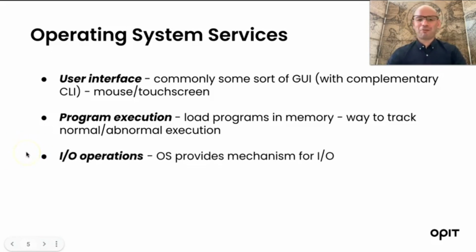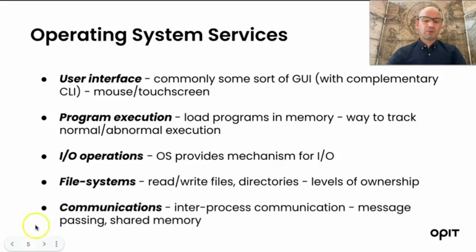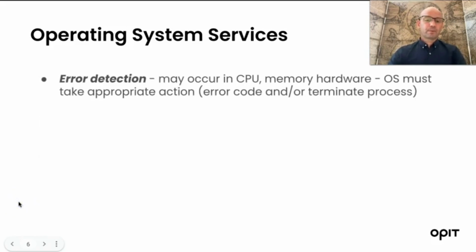Input-output operations are pretty standard for an operating system, which has to handle access to and from devices like hard drives, for example. File systems: reading and writing files, creating directories, giving levels of ownership, again based on permissions. And then communication: again, message passing and shared memory are the two main IPC, or inter-process communication, methods. Then error detection may occur in the CPU or in memory hardware. The operating system must take appropriate action, so some sort of an error code, and hopefully terminating a process so that it's not blocking access to any resources.